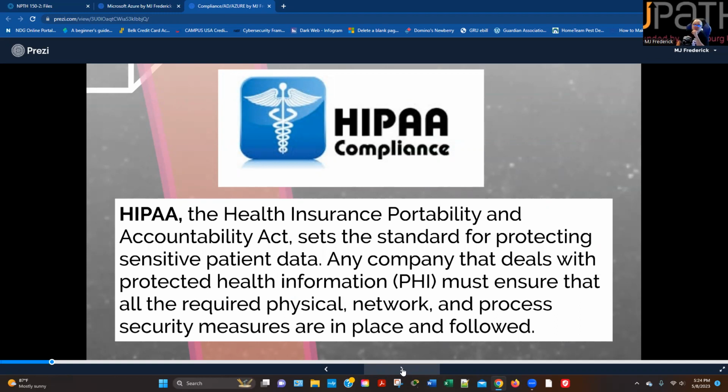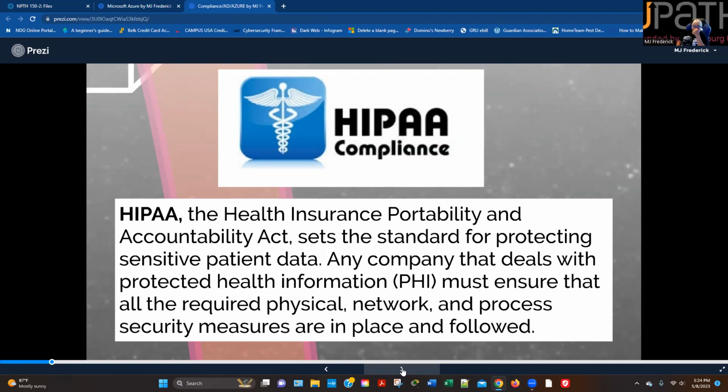Now, the other one here that you should be familiar with, if you're not, is HIPAA. Pretty sure all of you have heard of HIPAA at some point. That is the Health Insurance Portability and Accountability Act. Again, this is to protect your health information. We don't disclose the information.